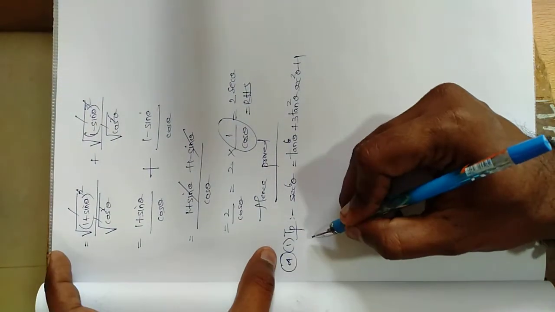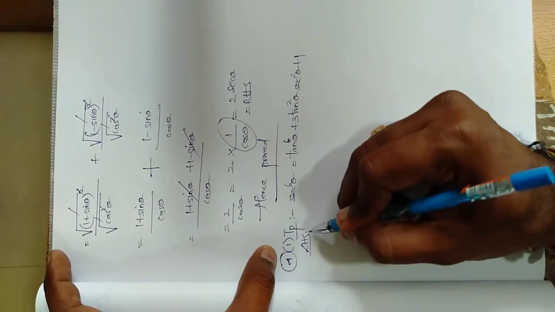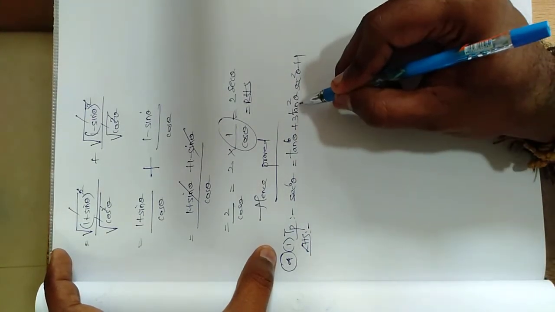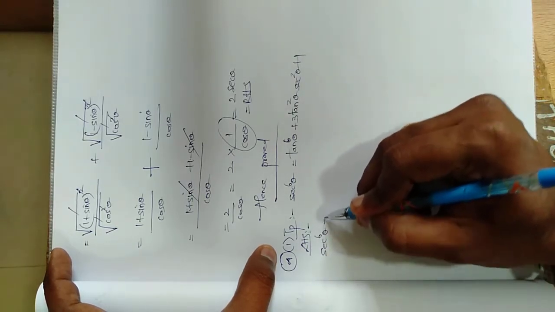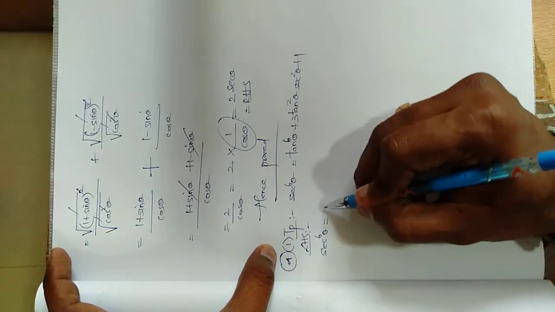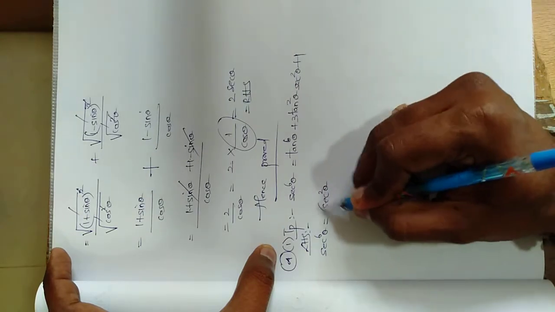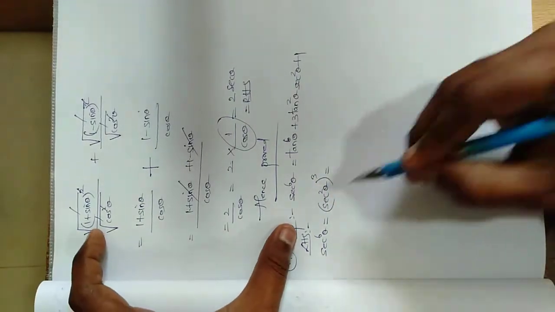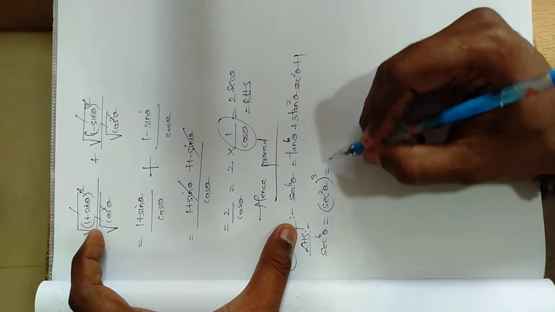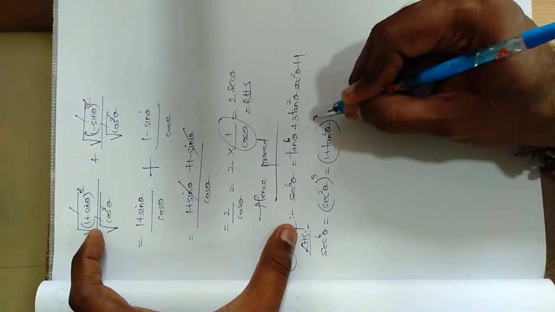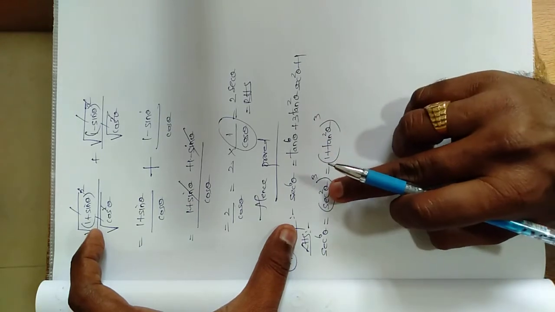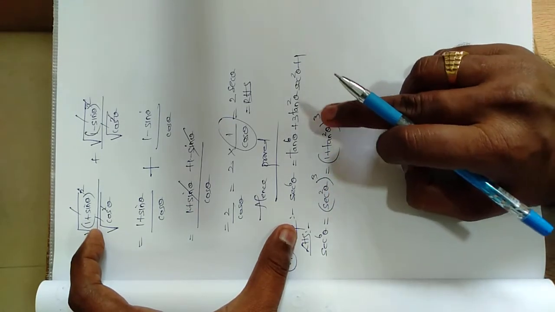Fourth sum, first subdivision. To prove: secant power 6 theta equals tan power 6 theta plus 3 tan square theta secant square theta plus 1. So, LHS: secant power 6 theta. I am going to write this as secant square theta the whole cube, because 2 threes are 6. What is secant square theta? Nothing but 1 plus tan square theta, the whole cube. I wrote the formula first itself.